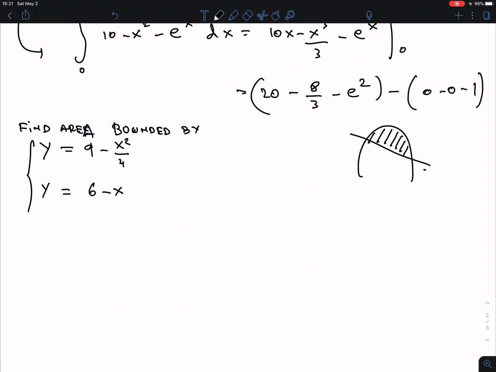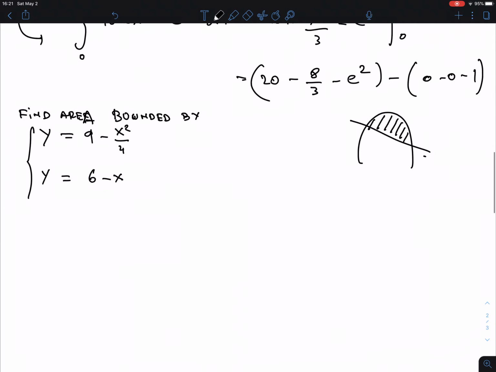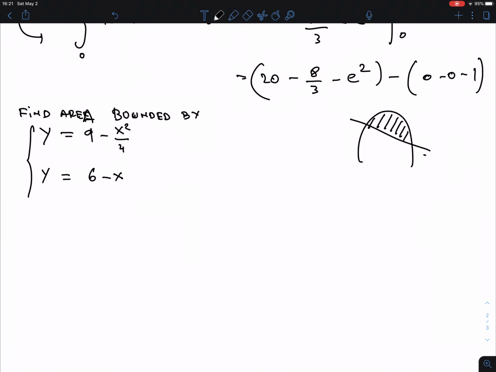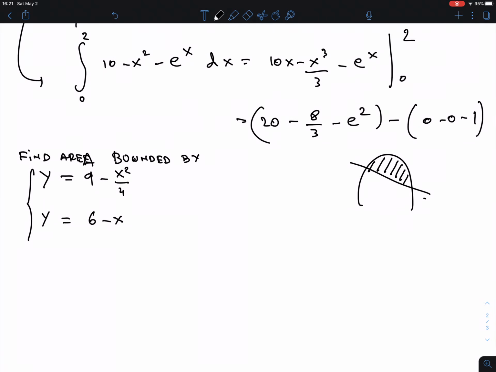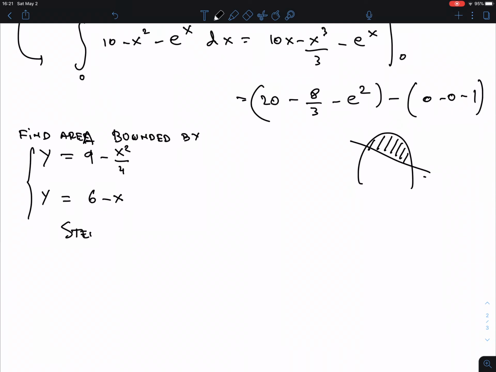Good, except now, as I said, the difference is that here we are given an interval, and here we are not. But we need an interval, because we need the endpoints. So what we need to do is find these intersection points. So step 1, what are the intersection points?